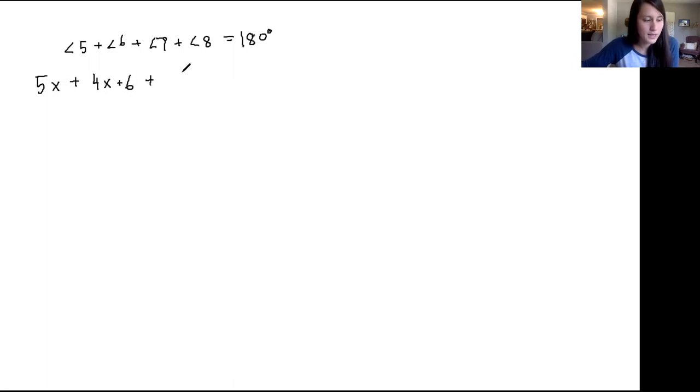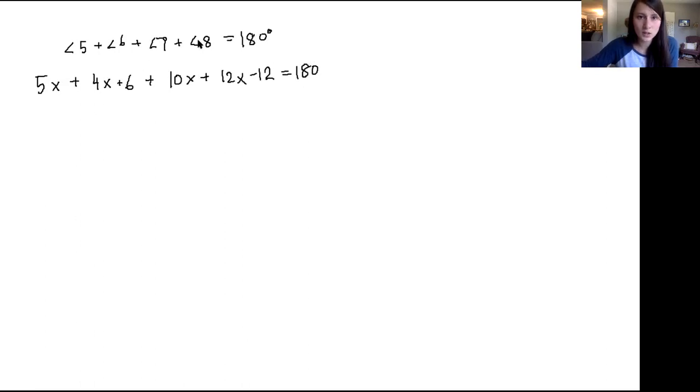And angle 5, so I could say angle 5 plus angle 6 plus angle 7 plus angle 8 equals 180 degrees. Now I'm going to replace each angle with the expression given to it, meaning 5x for angle 5 plus 4x plus 6 plus 10x plus 12x minus 12 equals 180.